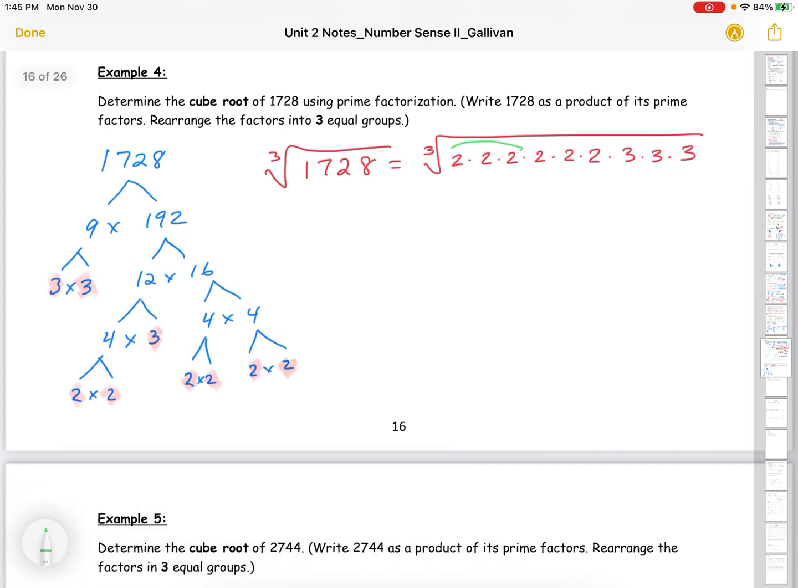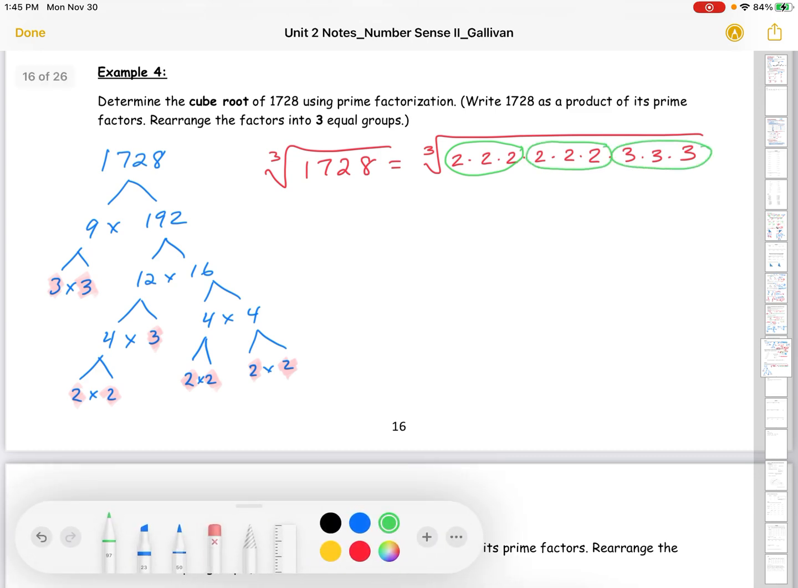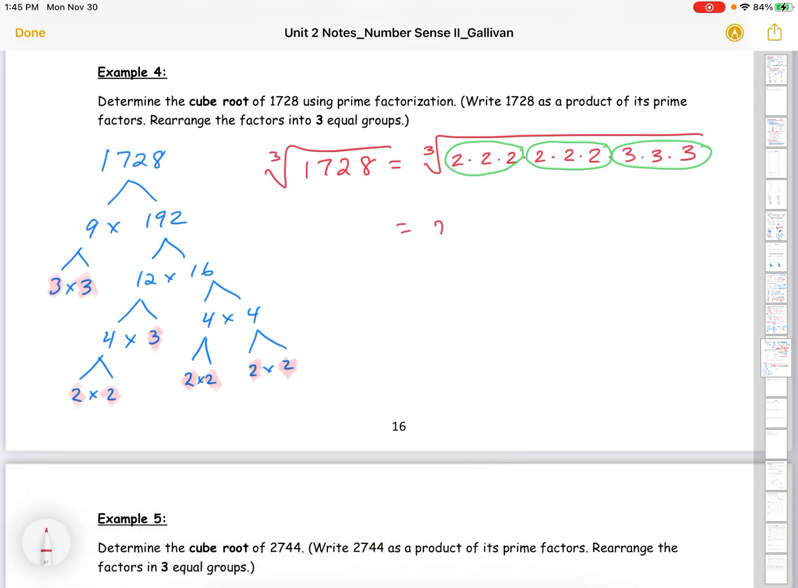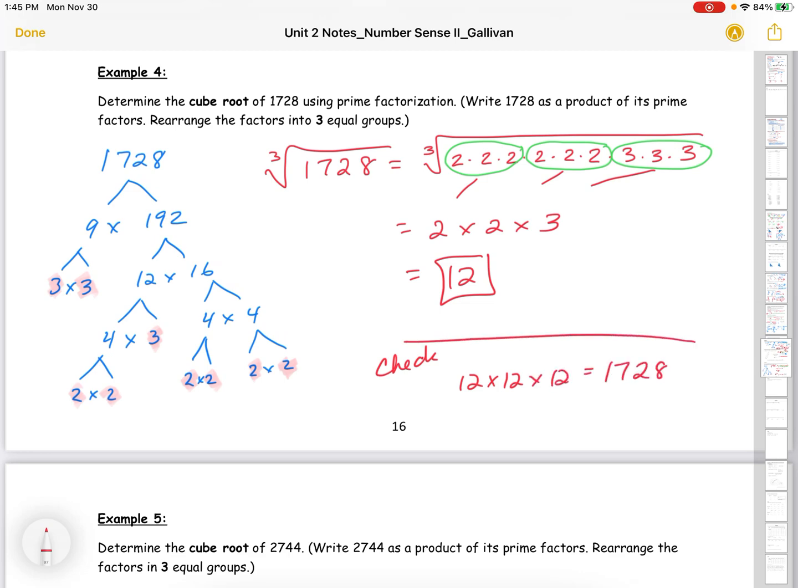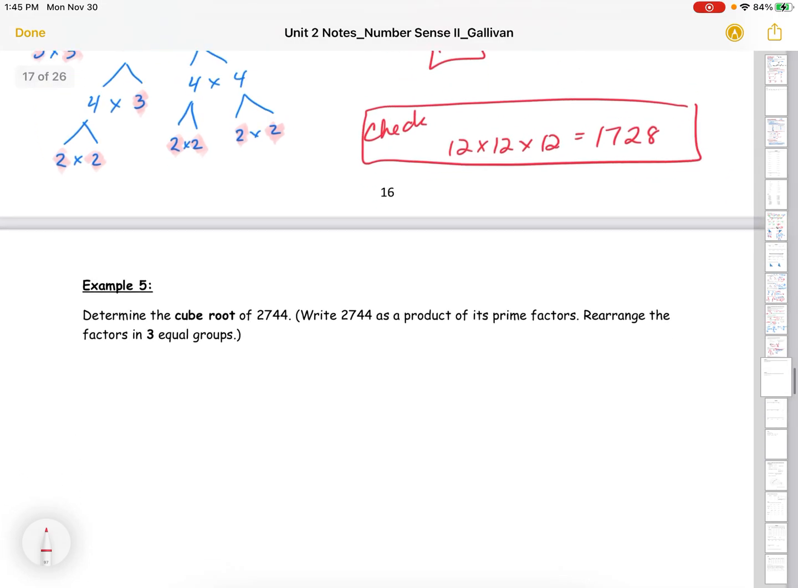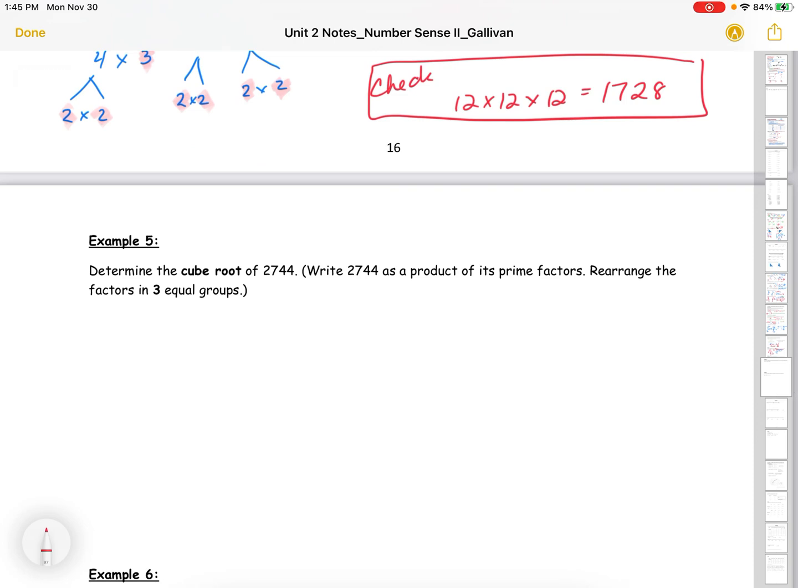Now let's circle our triplets, our trios. 3 2's there, 3 2's there, and 3 3's there. For my answer then, it's going to be 2 times 2 times 3. Just take 1 for each of those. 2 times 2 is 4, times 3 is 12. And if you want to check, 12 times 12 times 12 equals 1728. Okay? It's always good to do a little check to make sure we're on the right track. Now, I know we're doing both cube roots and square roots, so it's good to do another couple of examples.